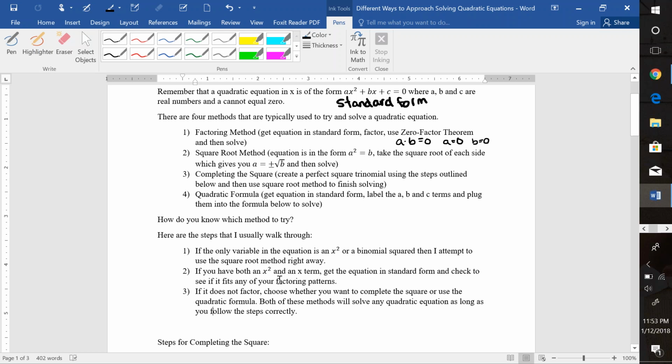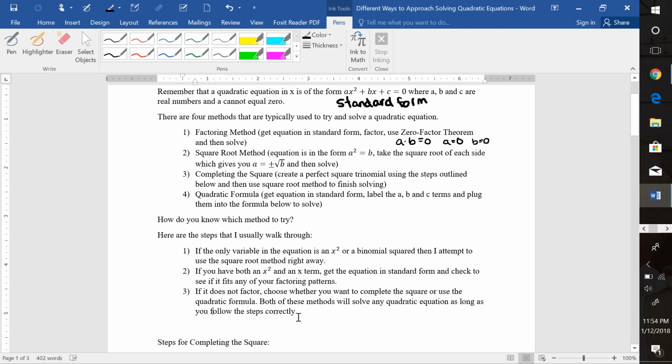If you have both an x squared and an x term, you're better off getting yourself in standard form first to see if it's going to fit any of your factoring patterns. If it doesn't factor, then you're down to either completing the square or the quadratic formula. And you can use either one unless you have specific directions, but I typically look at the middle term. If the middle term is even and my first term is a 1, completing the square actually goes pretty quickly. If I have a lot of big numbers or fractions, I would probably err on the side of using the quadratic formula.